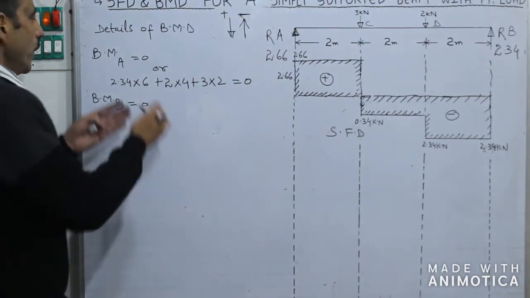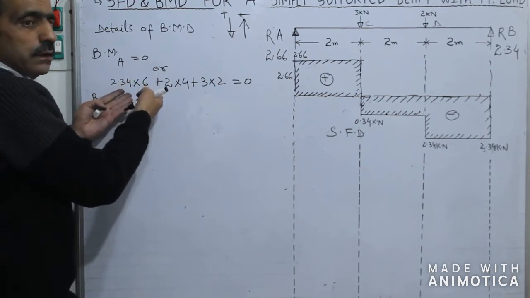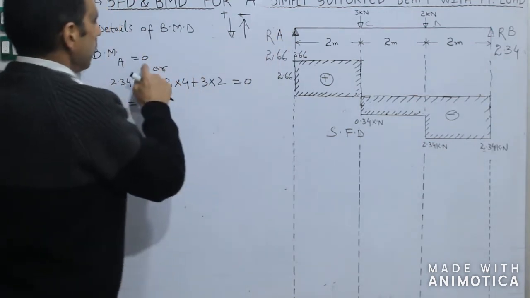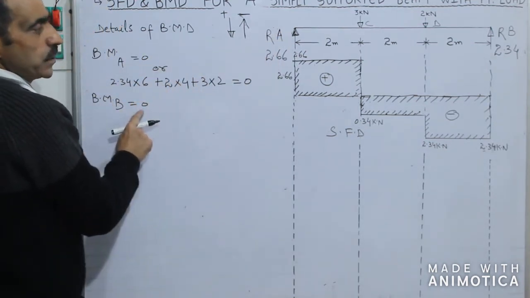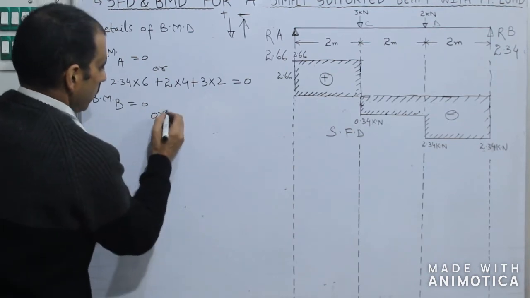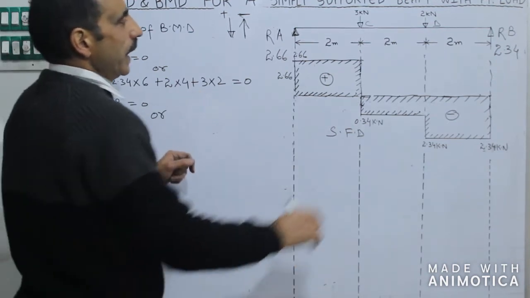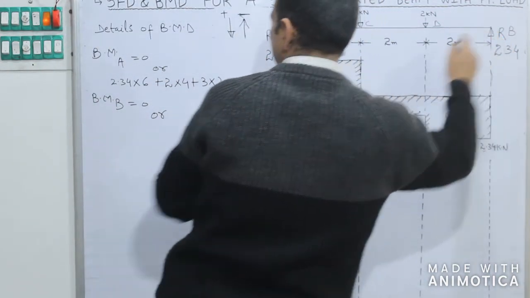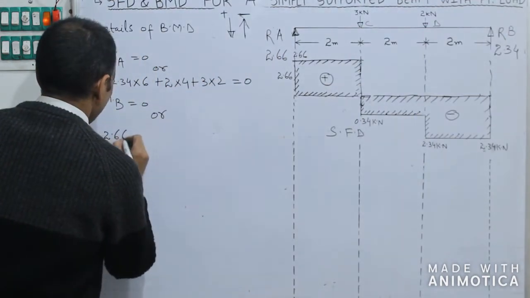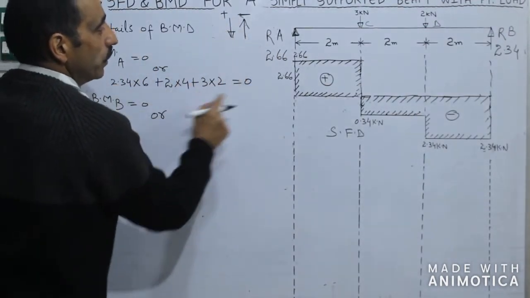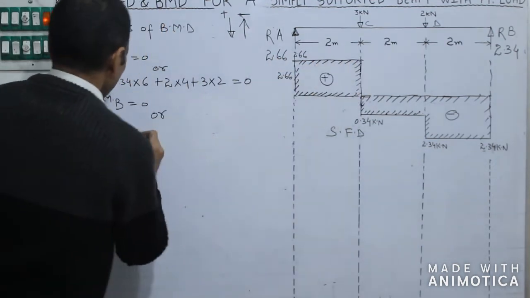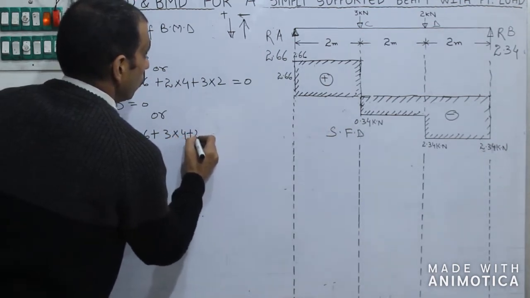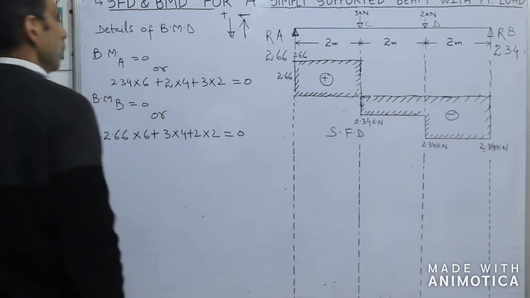Now this is your choice. You adopt this method with this hectic calculation, or you can directly write that bending moment at the supported end is 0. Again I will calculate bending moment about B: minus 2.66 into 6, because upward direction is negative, plus 3 into 4 plus 2 into 2. It will also come 0.